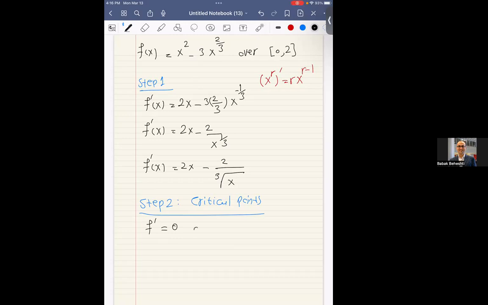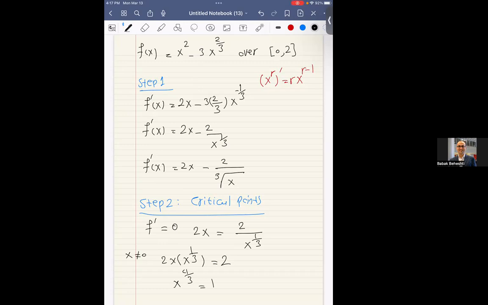F prime 0 means 2x is equal to 2 over x to the power 1/3. So if x is not 0, then you can cross multiply, you get 2x times x to the power 1/3 would be equal to 2. That means x to the power 4/3 is equal to 1.